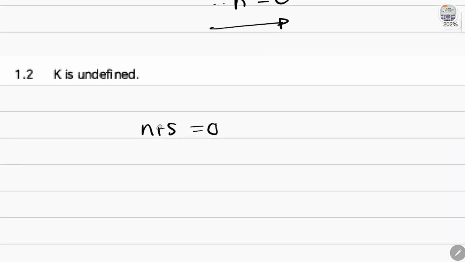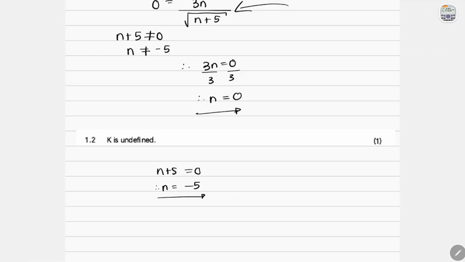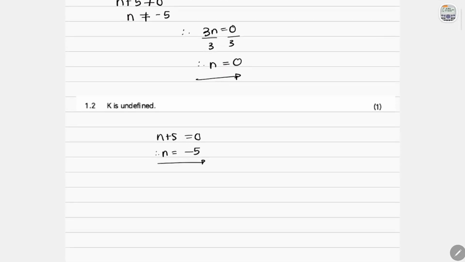So I'll just say n plus 5 is equal to 0. This is when it will be undefined, and then solve for n. So therefore, this is when n is equal to, transpose, negative 5. And that's when it will be undefined. Okay, so that is where k is undefined. Okay, moving on to the next question.